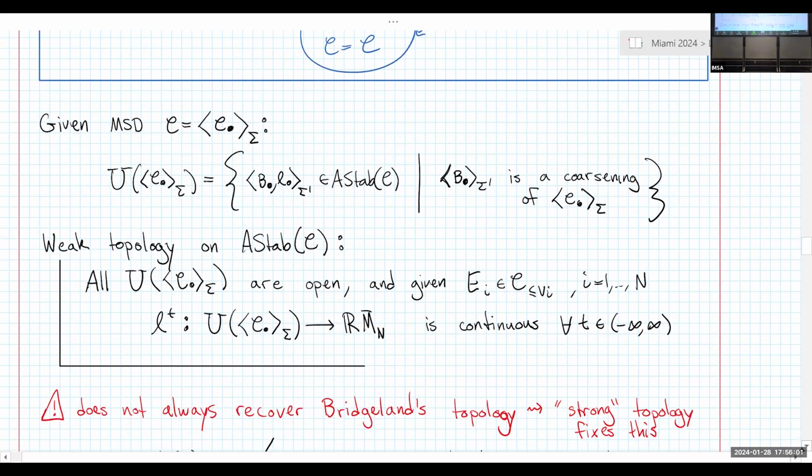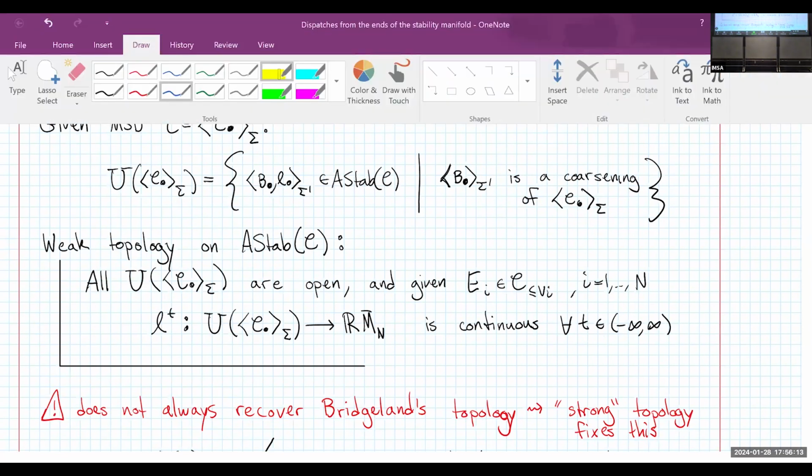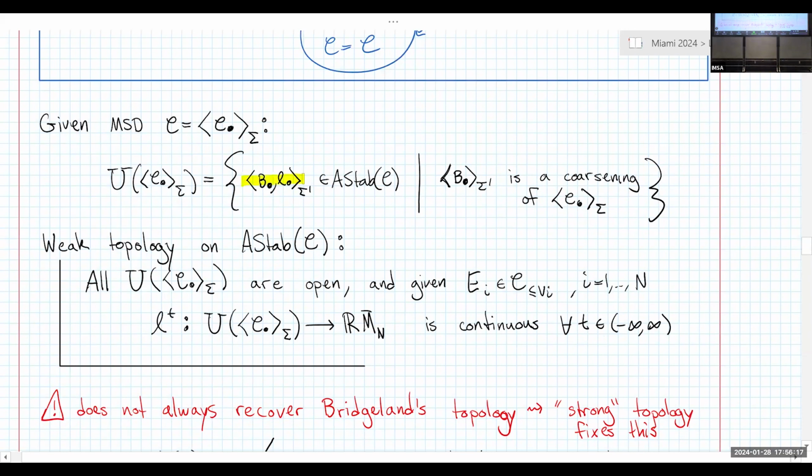So, okay. Given a multiscale decomposition, I can define a set, and I want to say these are the augmented stability conditions. So it's some multiscale decomposition B indexed by a curve sigma prime, and some L functions that are determining the stability conditions on the subquotients. And I want to say all such data such that this decomposition is a coarsening of the given one. So again, the largest dual graph is the lowest strata. And you're saying all ways of coarsening it are, of course, the nearby multiscale decompositions.